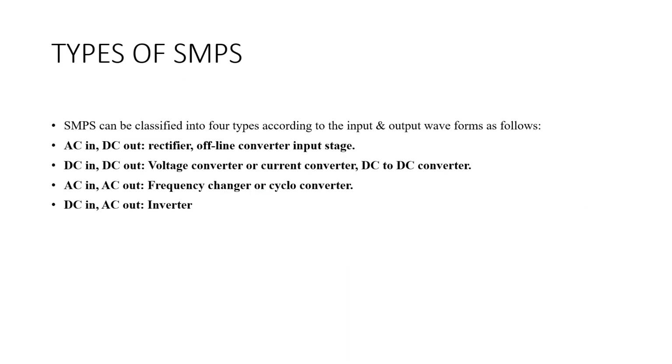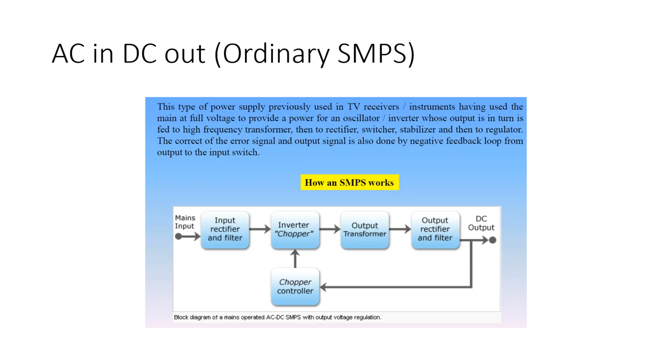The types of switch mode power supply are AC in, DC out; DC in, DC out; AC in, AC out; and DC in, AC out, which is named as inverter. AC in, DC out means rectifier. DC in, DC out means voltage converter or current converter. AC in, AC out means frequency changer or cycloconverter. DC in, AC out means inverter. So AC in, DC out is the ordinary SMPS.